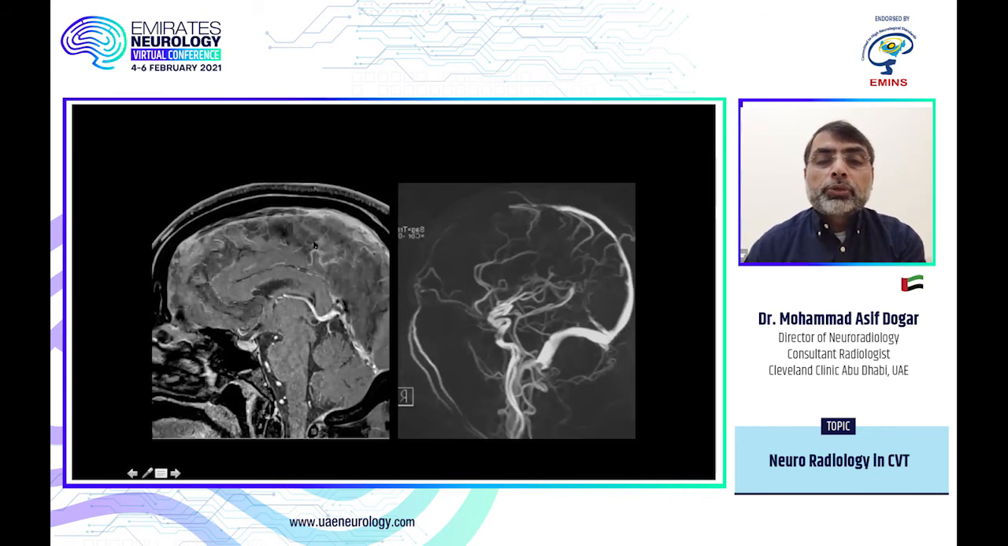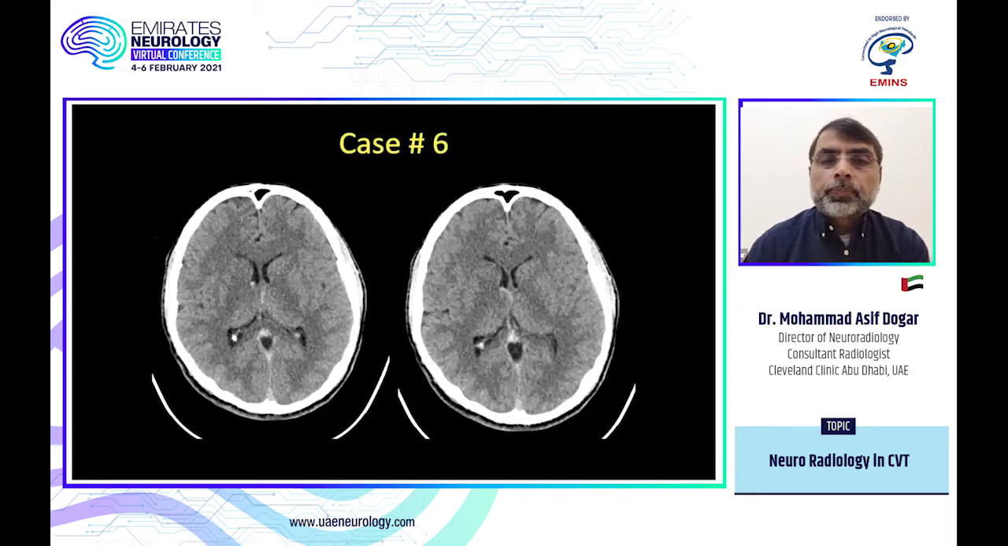And here you can see on the post-contrast MRV, here is a normal superior sagittal sinus, and here is the filling defect in the superior sagittal sinus. And here on the 3D weighted images, you don't see the filling of the superior sagittal sinus. So I added this case for the second pattern. If you have bilateral parasagittal hemorrhages, look for superior sagittal sinus thrombosis.